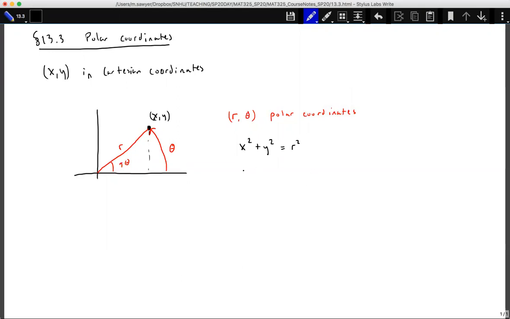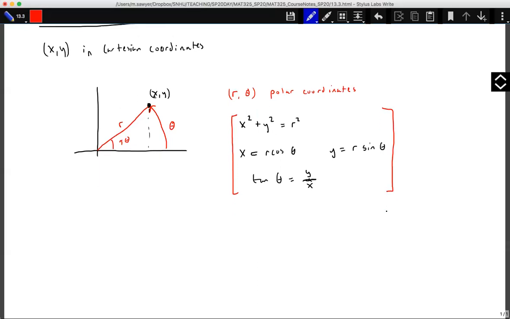We can also think of this as x is equal to r cosine theta, and y is equal to r sine theta, and that the tangent of theta is equal to y over x, the opposite over the adjacent side. These four points are helpful identities for converting rectangular coordinates or Cartesian coordinates into polar coordinate systems.